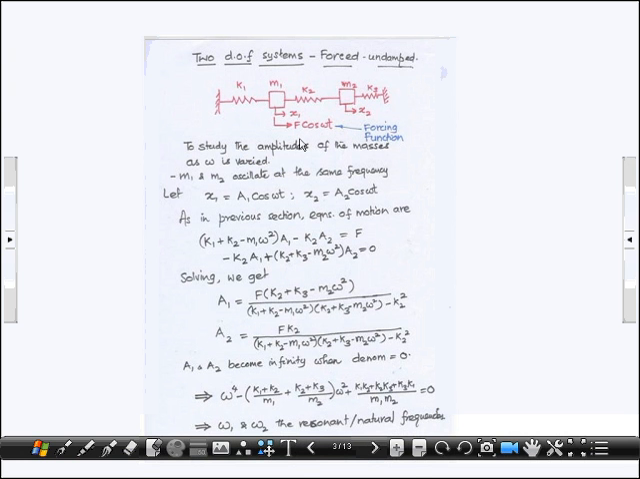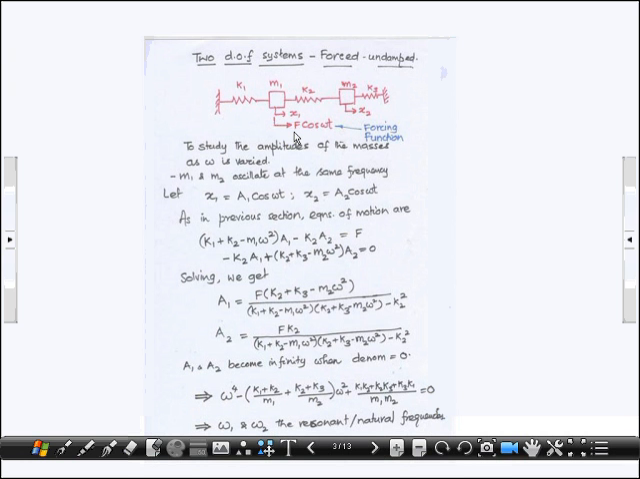In this class, we will study the forced vibrations of a 2 degree of freedom system. We have here an example of a 2 degree of freedom system, two masses fixed with three springs, and the forcing function, F cos omega t, is acting on one of the masses.